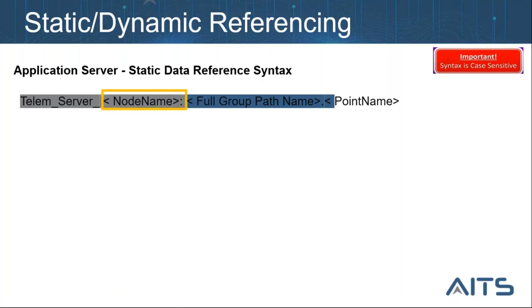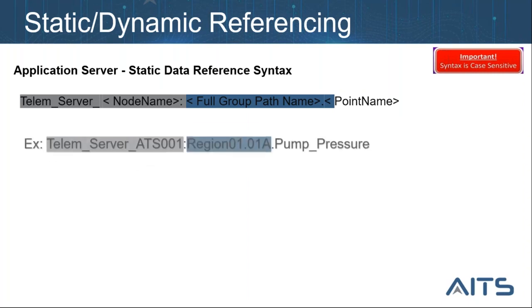The node name is the name of the computer node where the telemetry server instance is installed. The full group path name is the full hierarchical name of the group levels where the point is configured. Finally, the point name is the identification name of the point inside the telemetry server.